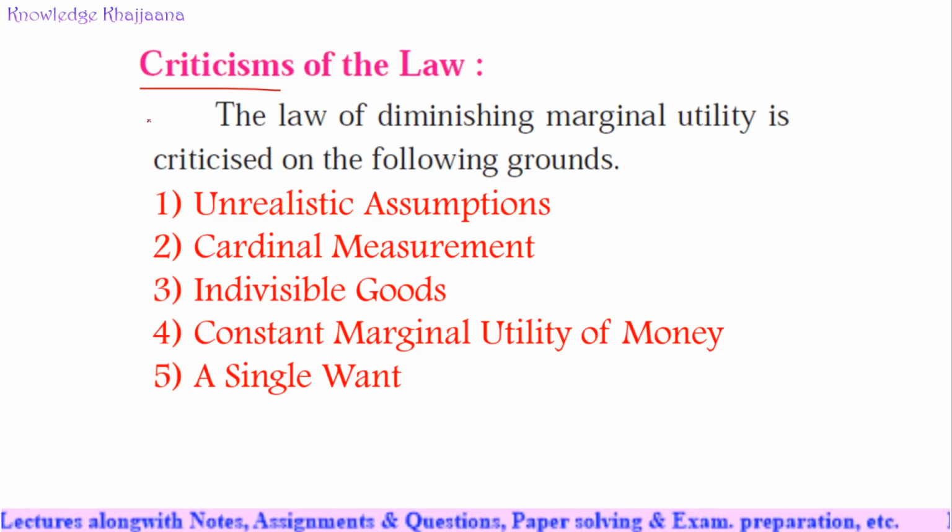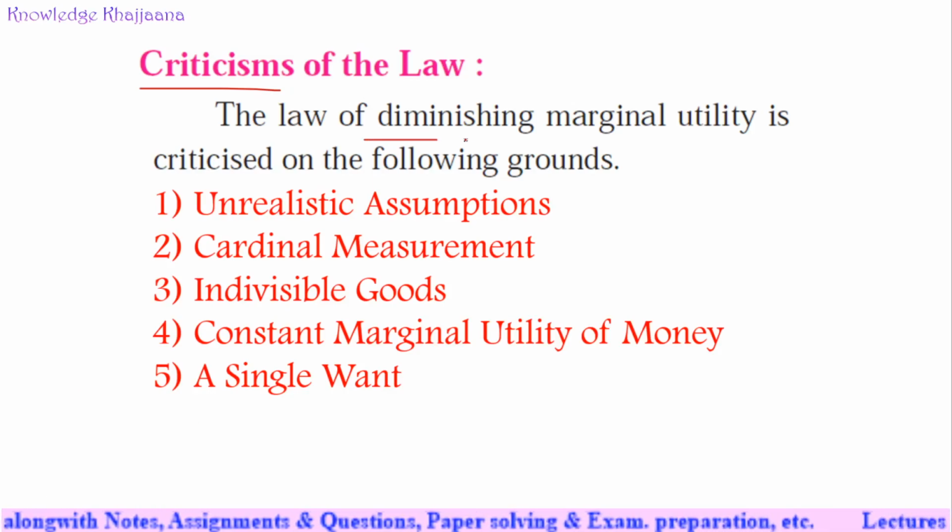Some economists say that the law of diminishing marginal utility, which is based on some assumptions, has loopholes or some points which will make that law false, or which will violate the law of diminishing marginal utility, or some points which make it difficult to fulfill the law. So that is called criticism. Okay, so there are some criticisms of the law. Which are the criticisms of the law?